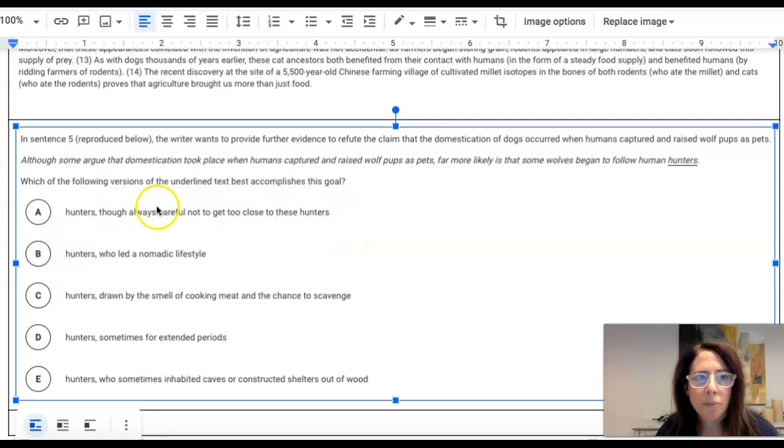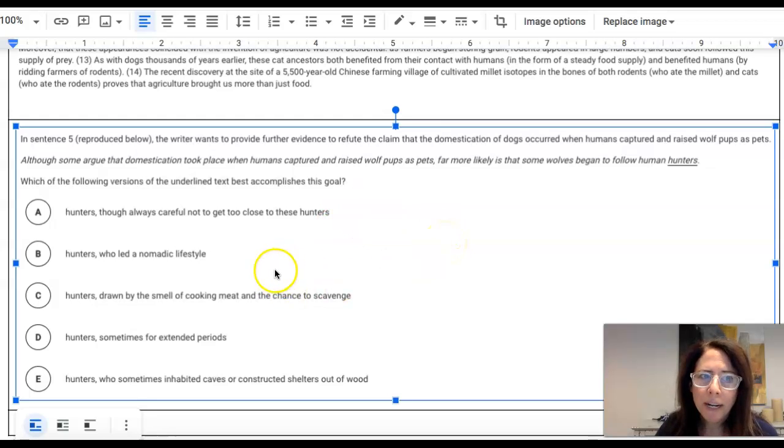So I see, I'm going to read the whole thing in my head. Although some argue that domestication took place when humans captured and raised wolf pups as pets, far more likely is it that some wolves began to follow human hunters, though always careful not to get too close to these hunters.